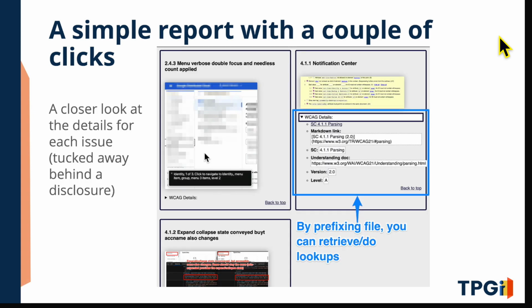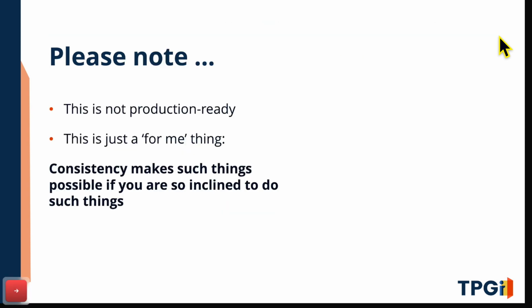This is a closer look at one of the reports where I can expand out the WCAG details, giving me URLs, the WCAG level for that SC, and what WCAG version it relates to. Please note, this is not production ready. This is just something I created for me because I could, to help me with recall and to save digging through bug trackers. Consistency was the thing that made this possible.